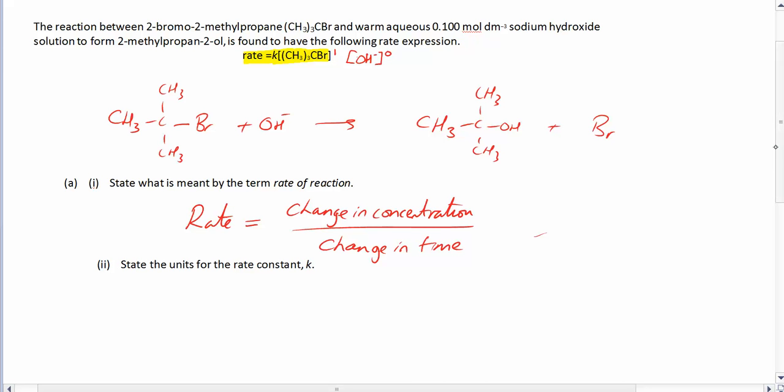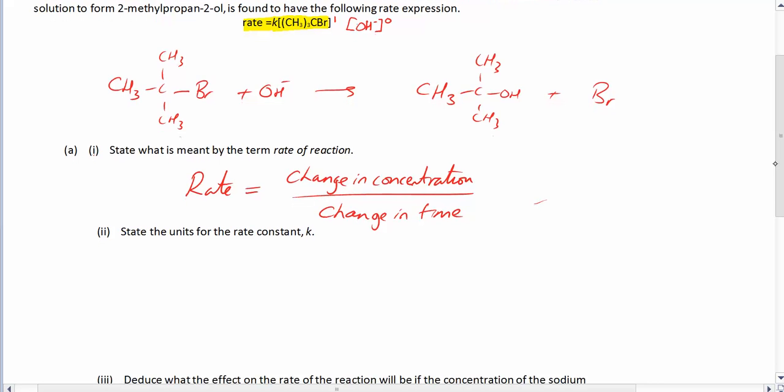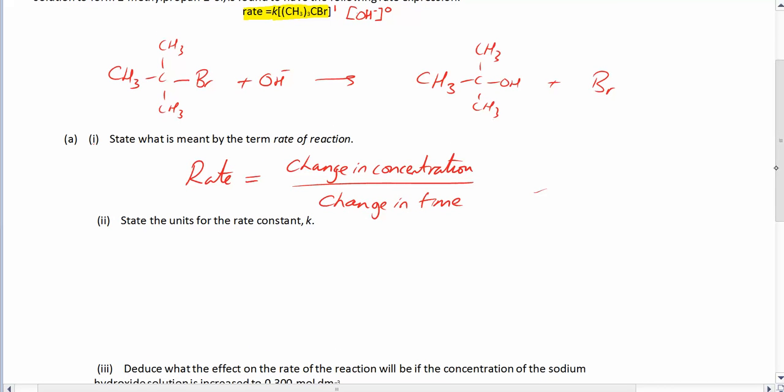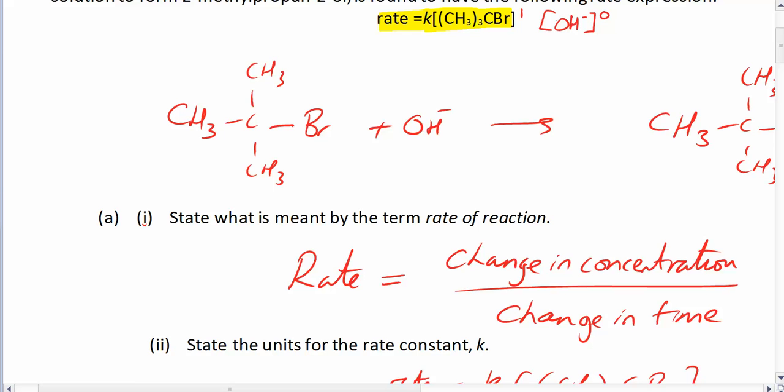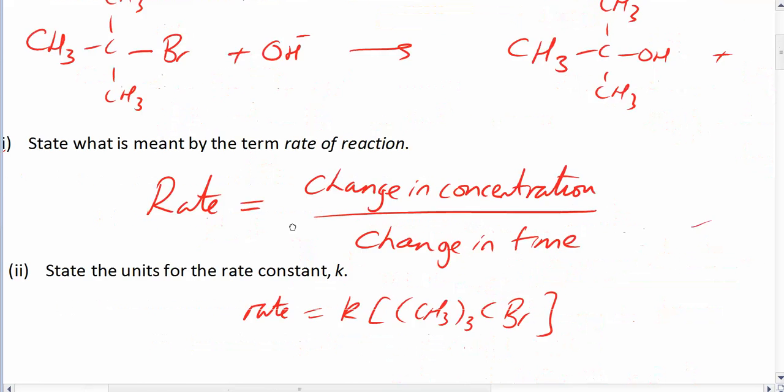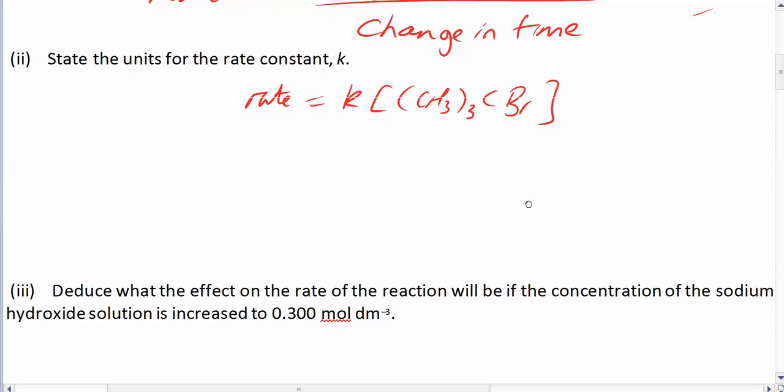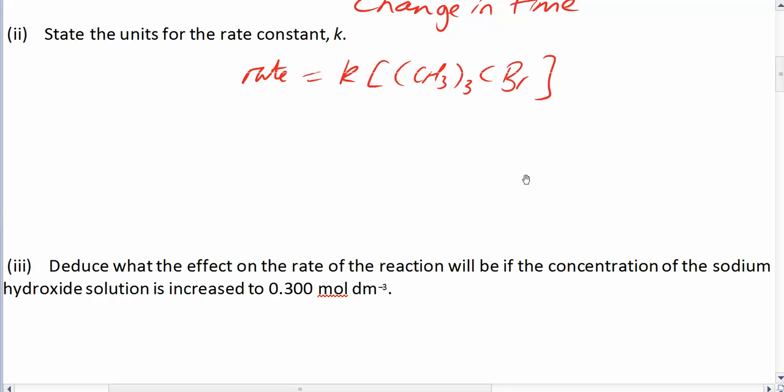Now the units of K depend upon our rate expression. So let's have a look and see how we can work this out. We know that our rate is equal to K times the concentration of (CH3)3CBr. I'm just going to make this a little bit bigger, if you don't mind, so that I can see what I'm doing. Let's just move it around. There we go. So we're going to state the units of the rate constant. Okay, so we've got that there.